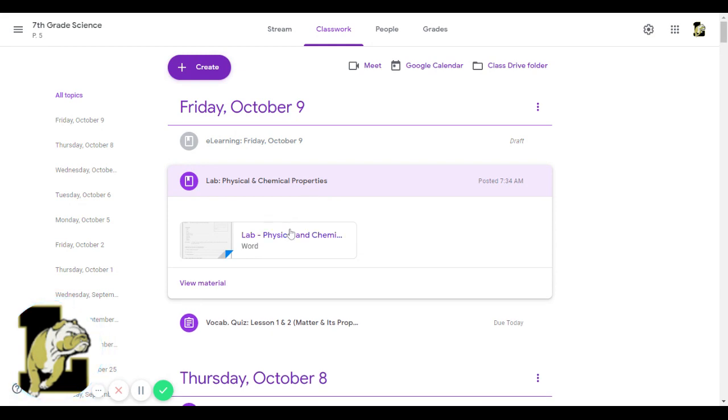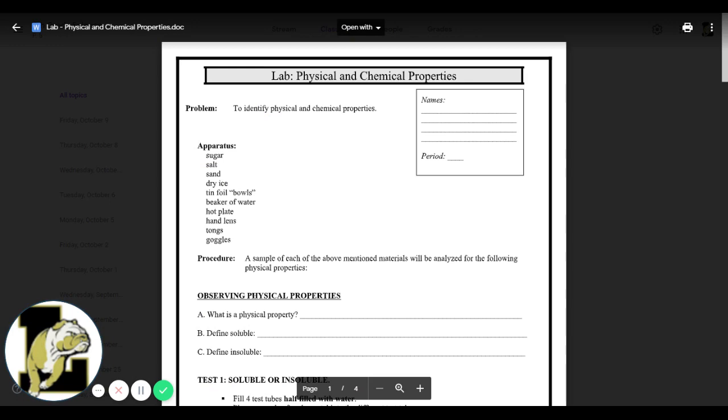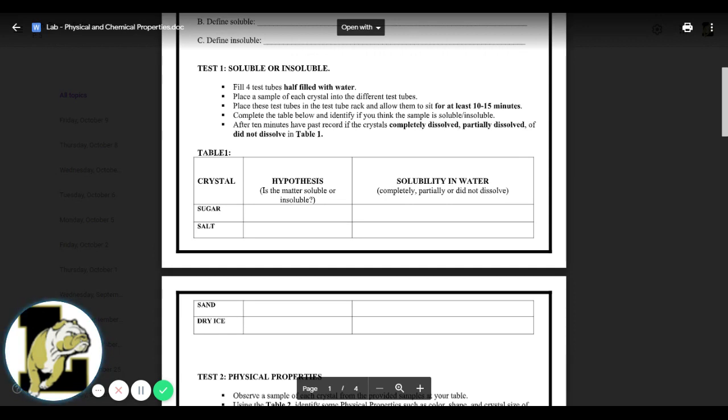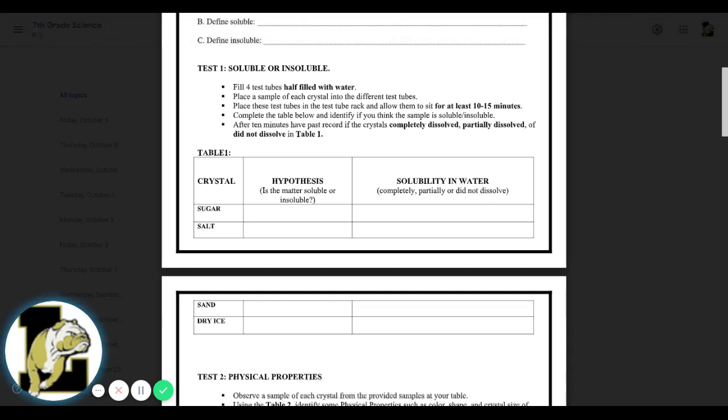After that, we are going to be completing a lab here in class. You are not required to do it. So if you are not here today, I'm going to excuse you from this lab, but I do want to talk about it here. So what we're going to be doing is using sugar, salt, sand, and dry ice. And we're going to be making a hypothesis on if it's soluble or insoluble.